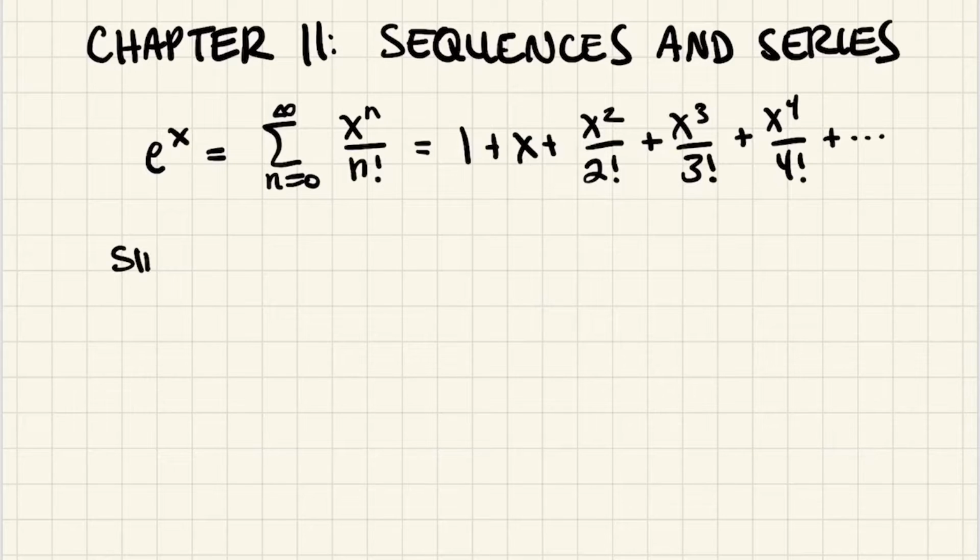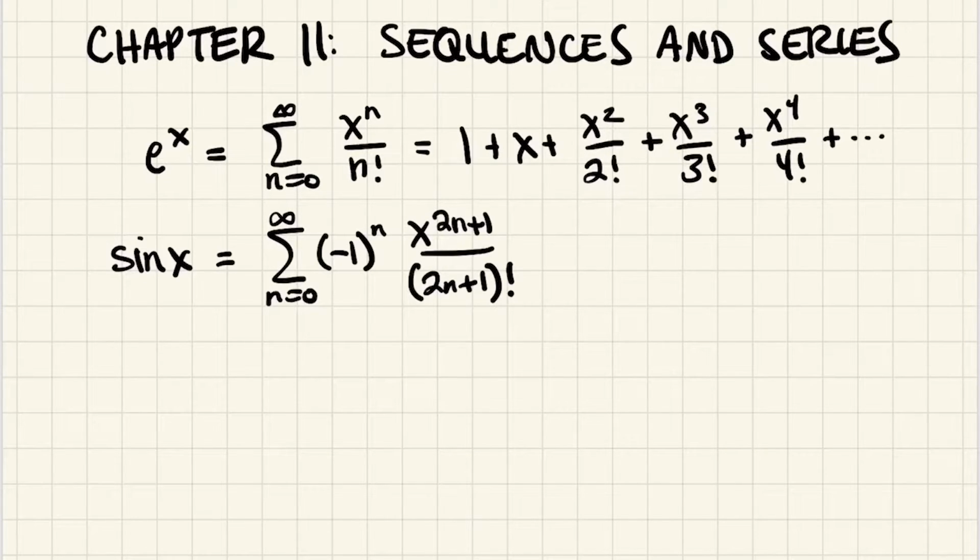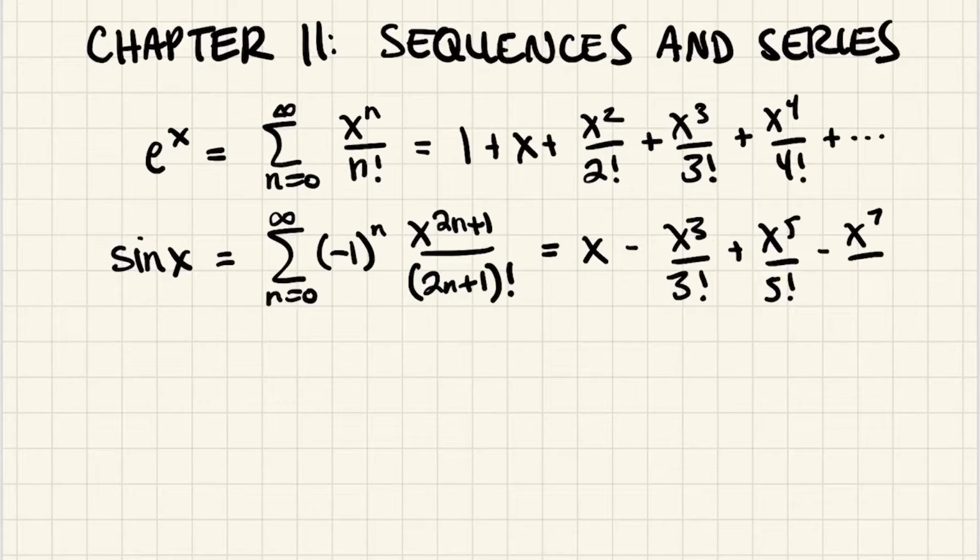And sine of x also has an infinite series. It's called a power series form. It looks like this. And its terms are actually alternating in sign, and they're the odd terms of the exponential series. So this is going to be x minus x cubed over 3 factorial plus x to the 5 over 5 factorial minus x to the 7 over 7 factorial plus etc. That pattern's going to continue.